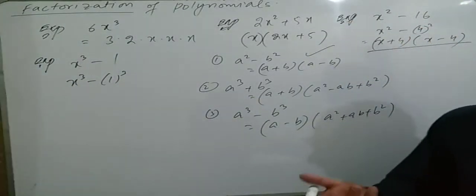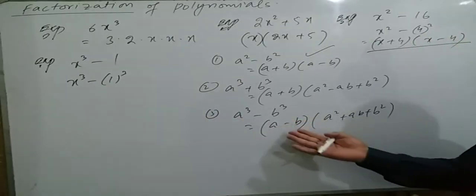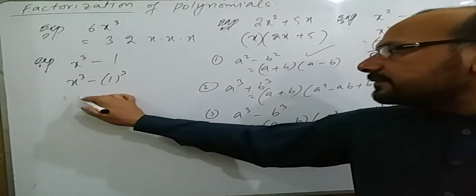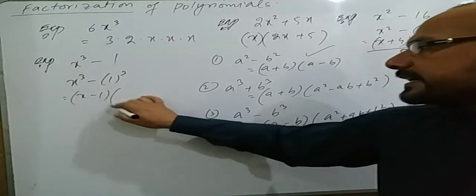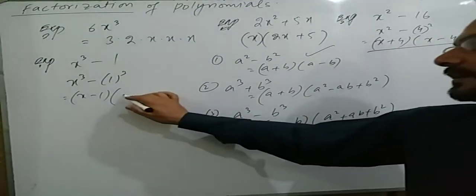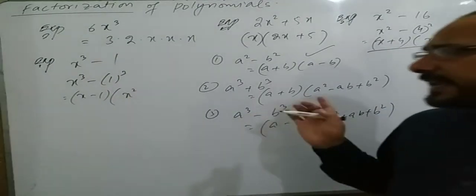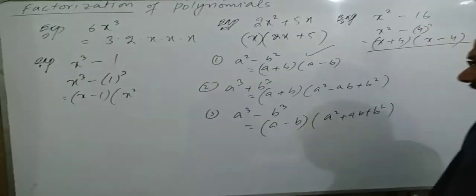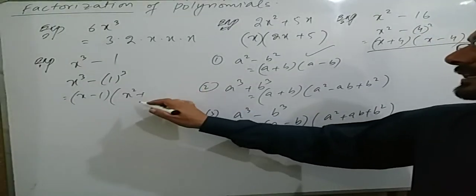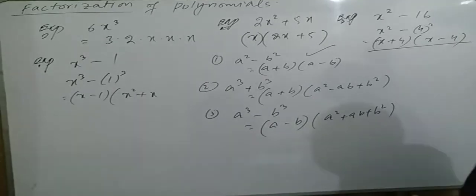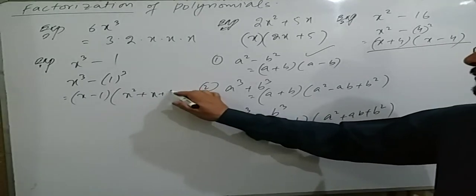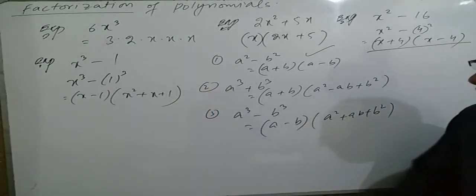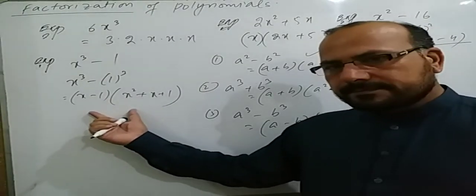1 cube is equal to 1, so it's satisfying this condition. So according to this, you should write in factorized form: x minus 1 into a square, that is x square, plus ab, that is 1 multiplied by x, so x, plus b square, that is 1 square, which is 1. So in this way you can make the factors.